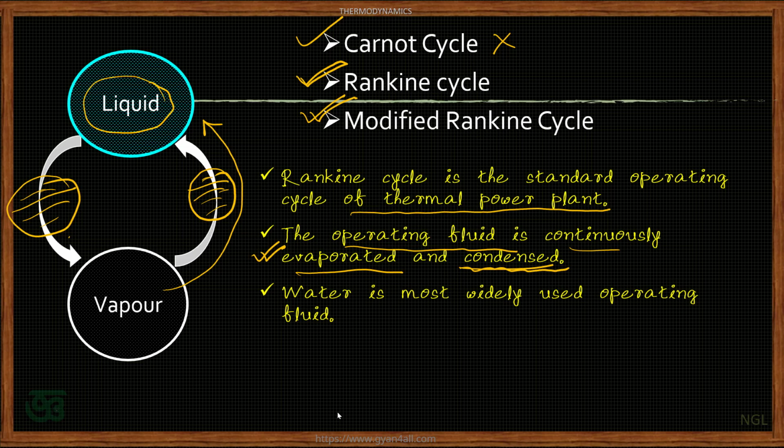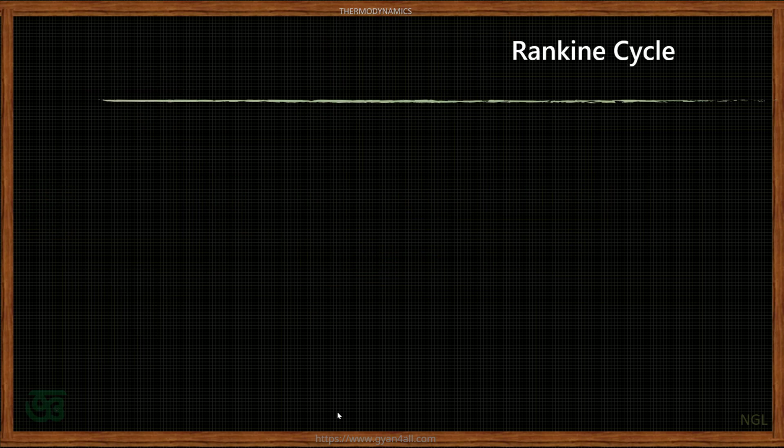As we know, water is the most widely used operating fluid. That is why water is used in all thermal power plants, and the steam is produced and used to run the turbine. A steam engine can also be run with the help of this high pressure, high temperature steam. So the Rankine cycle is the operating cycle for any thermal power plant. Let us understand the components of the thermal power plant first.